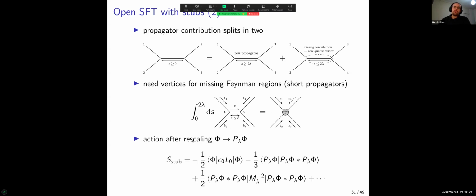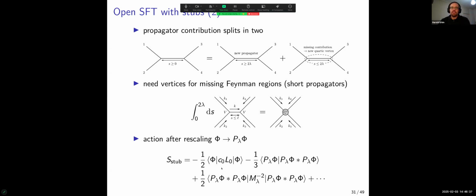Okay, so now if you rewrite your action in this way and you rescale phi by the projector just to get a canonically normalized kinetic term, you get something. So here you have the same kinetic term as before. Here you have again the cubic term, but now each phi has a P lambda, which tells you that modes with high L0 are really damped down. And now you have a quartic interaction which corresponds to these diagrams that we cannot cover because we have excluded these short proper time things. And then you have an infinite number of terms similar to this.